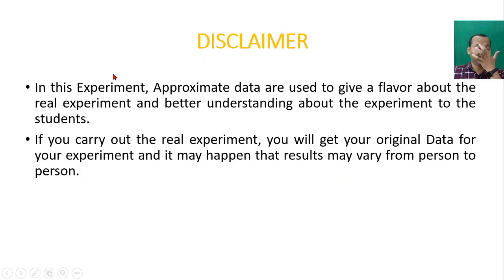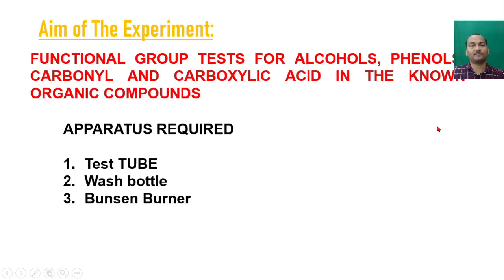In this experiment, approximate data are used to give a flavor about the real experiment. If you carry out your own experiment, you will get your own original data. The aim of the experiment is functional group tests for alcohols, phenols, carbonyl and carboxylic acid functional groups in the given known organic compound. What are the apparatus required?